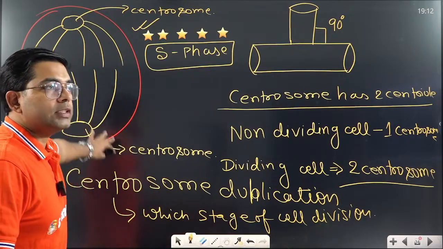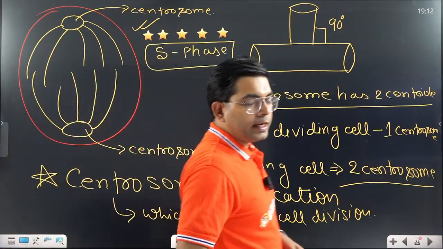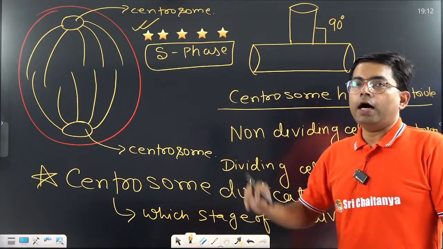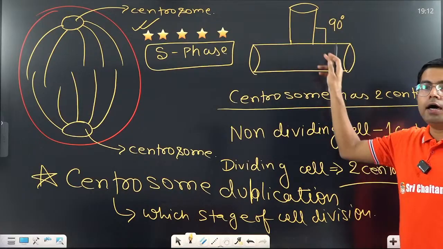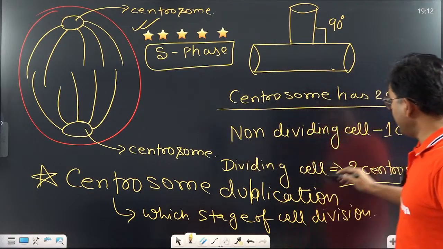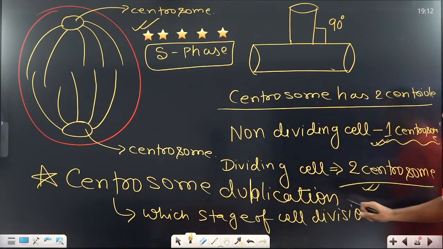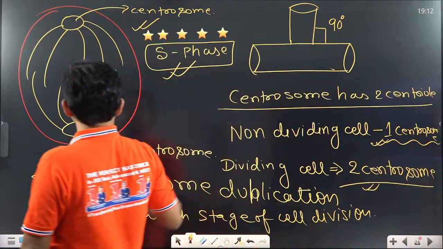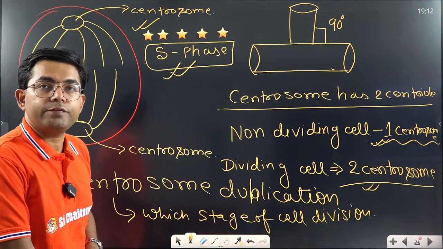So if we summarize this entire part, first thing, centrosome consists of how many centriole? So it consists of 2 centriole. These centriole are perpendicular to each other, means 90 degree. A dividing cell has how many centrosome? A dividing cell has 2 centrosome. A non-dividing cell has 1 centrosome. Centrosome duplication take place in which stage? So it take place in the S phase. So can we say that centrosome help in cell division?